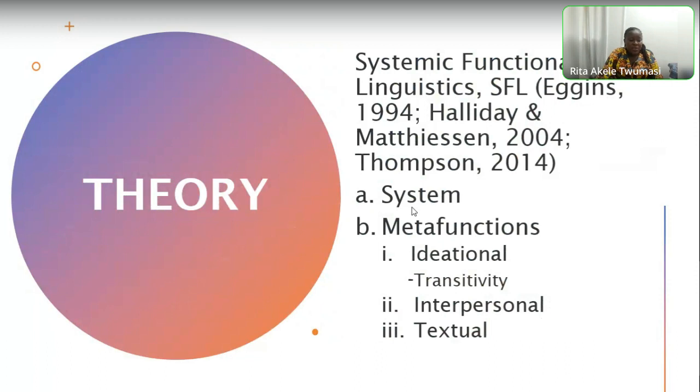System means a set of linguistic resources that present options to the language user. The three metafunctions are ideational, interpersonal, and textual. Using language to talk about the world is the ideational. Interpersonal is using language to interact with other people. Textual is organizing language to fit its context. Now, Thompson 2014 notes that these three categories are used as the basis to explore how meanings are created and understood, because they allow the matching of particular types of meanings with particular patterns of words.